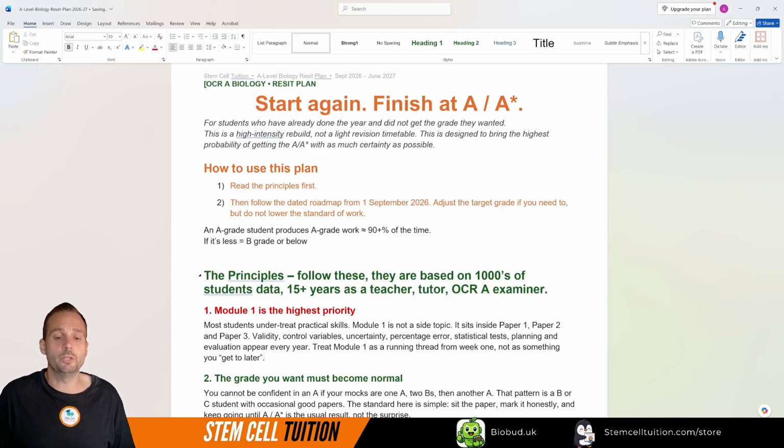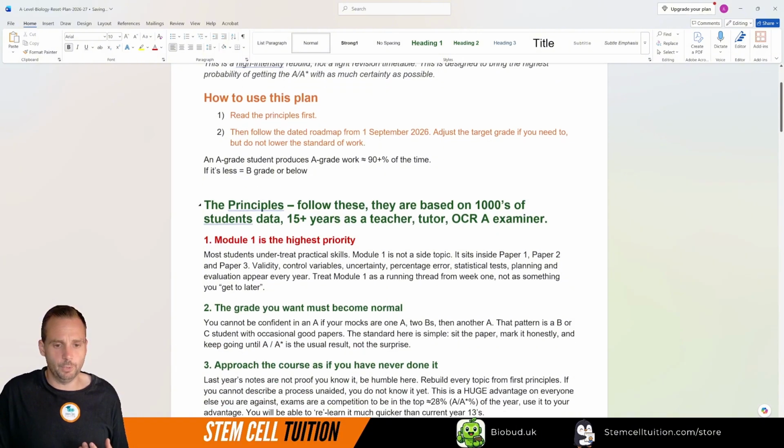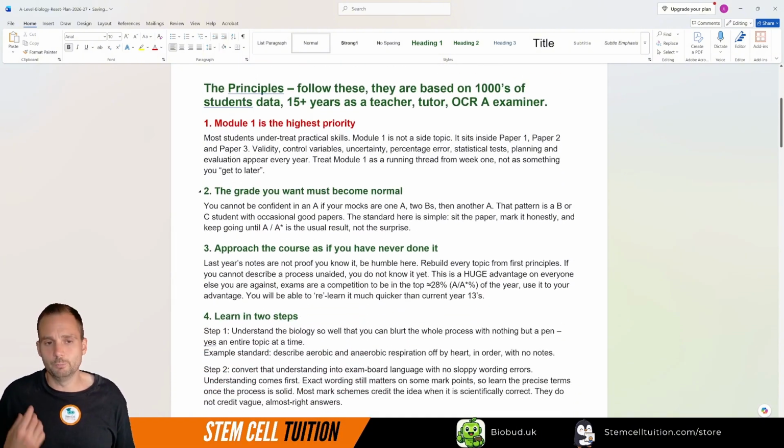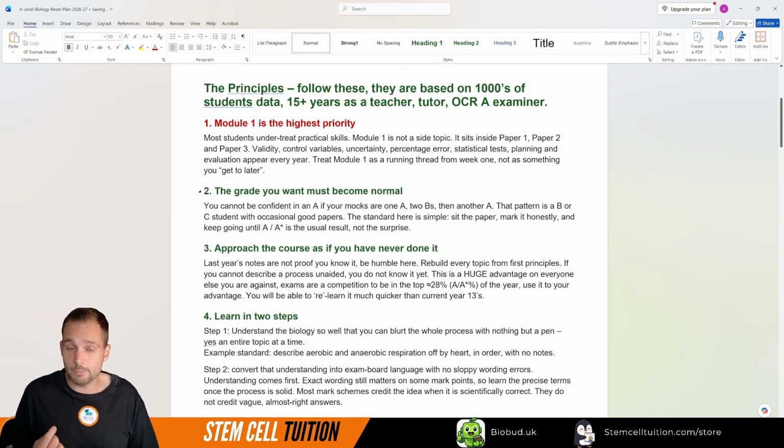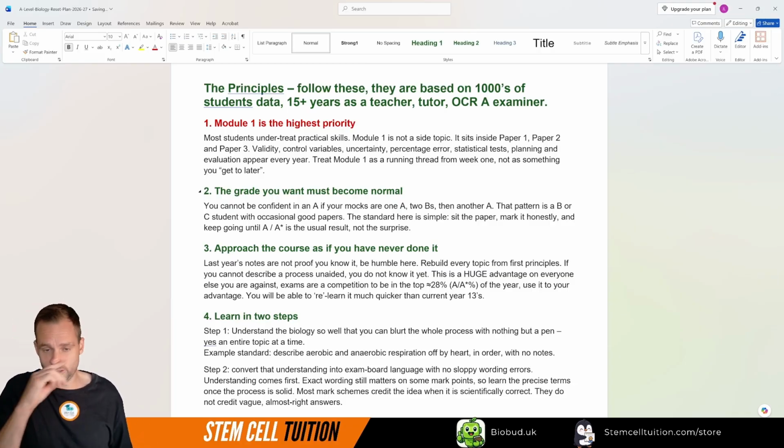I want to start with the principles. I'll send you the document, but it's just written by me, so I'll explain what I mean. The first principle is, the common theme is Module 1 seems to be the problem. I am going to directly address this, so I'm going to produce a Module 1 task to do every single week.